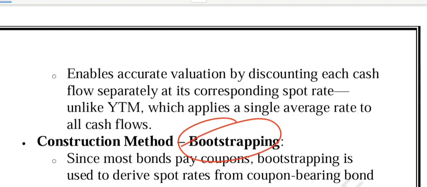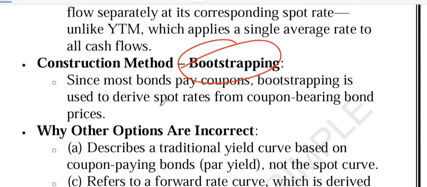It is like figuring out the price of plain flour by subtracting the cost of egg and sugar from the cake's total price. That is called bootstrapping, right? So bootstrapping is used to derive the spot rate from the coupon bearing bond price.